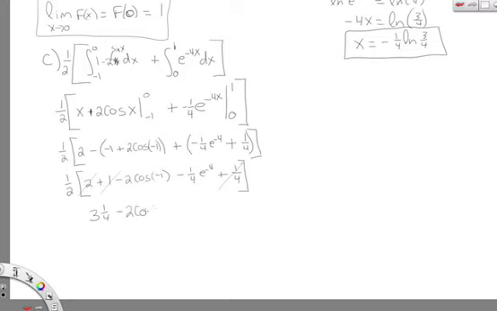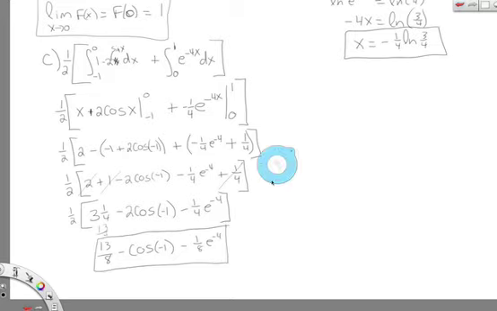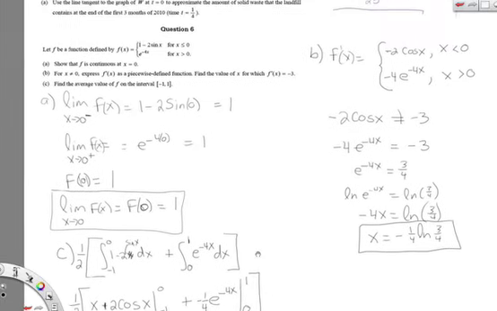So negative 2 cosine of negative 1 minus 1/4 e to the negative 4th, times a half. So 3 and 1/4 is actually, what is that? That's 13/4. So that becomes 13/8, minus, the 2 cancels, minus 1/8 e to the negative 4th. Ugh. It's ugly, it's not all that hard.